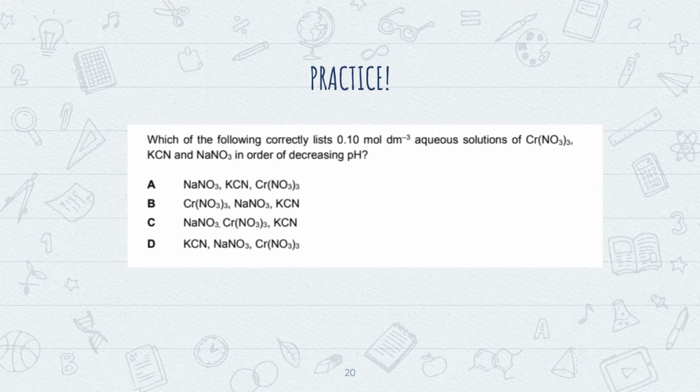We are supposed to determine whether the salt is capable of forming a neutral, acidic, or alkaline solution when dissolved in water. So let's take a look at the salts one by one. Let's start off with our sodium nitrate. I would like to focus on the anion first.